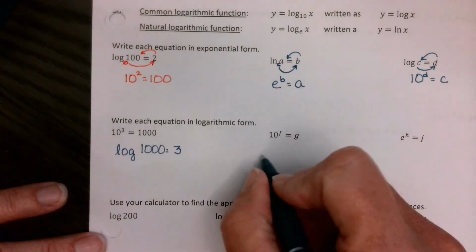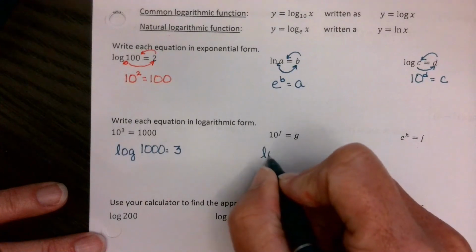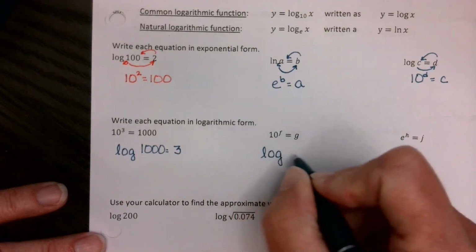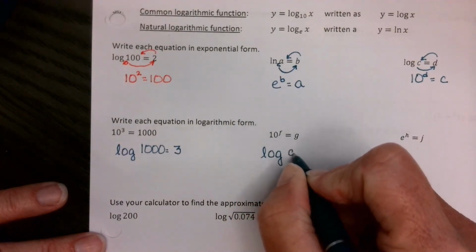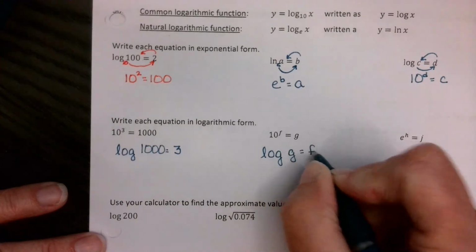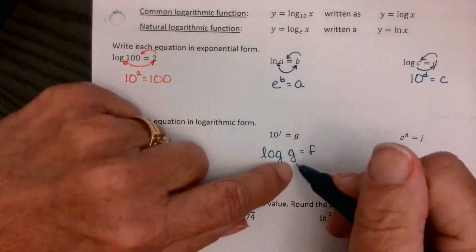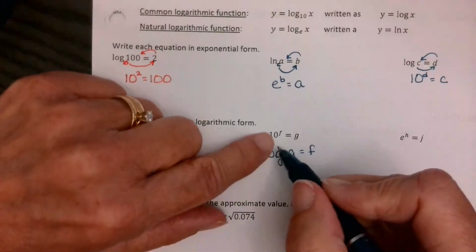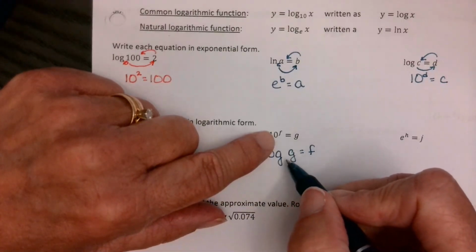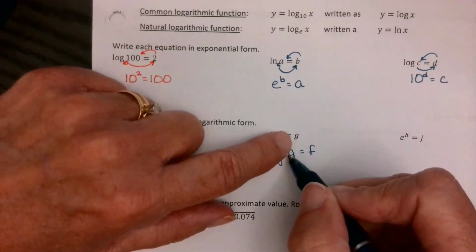Again, base 10, so we're going to use log, our common log, base 10, log g equals f. Okay, our base goes here, our exponent goes here, and the other number goes here.